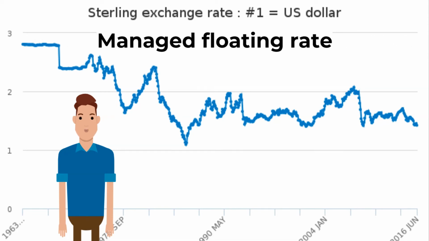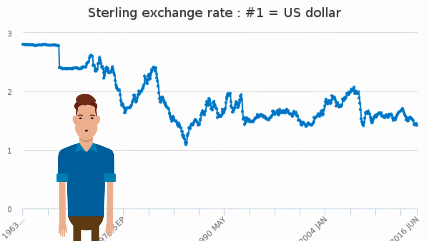Managed floating is where the value of the currency is determined by demand and supply, but the central bank will try to prevent large changes in the exchange rate on a day-to-day basis.